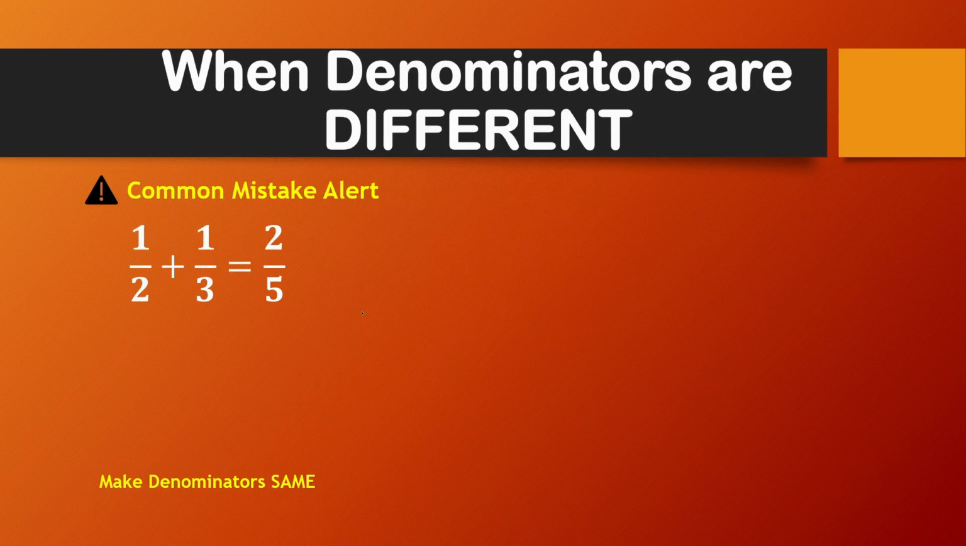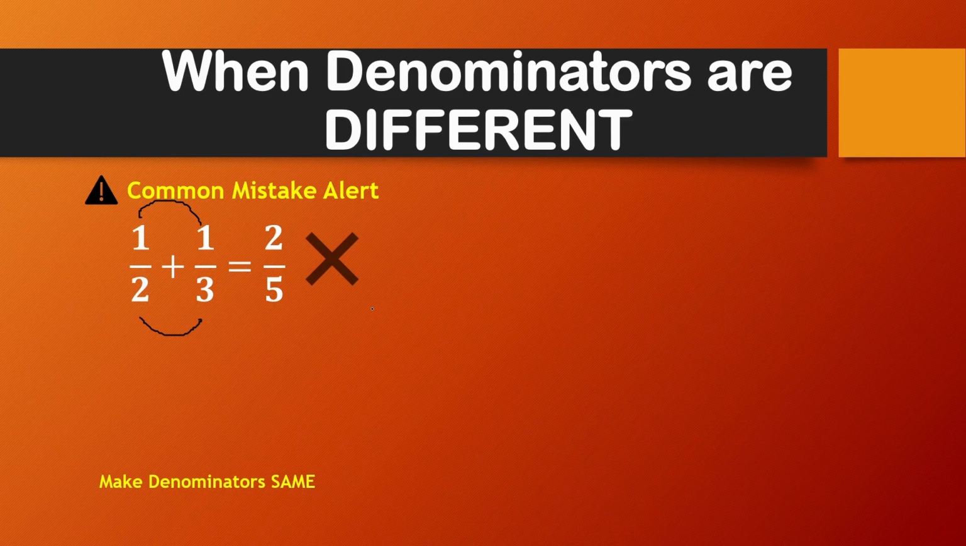Now, how do we add and subtract fractions when the denominators are different? The common mistake that I normally see when a question for addition with different denominators is given is that students try to add the numerators and the denominators both, and they get the fraction as 2 by 5 as shown over here. But this is a common mistake and this is a complete no.